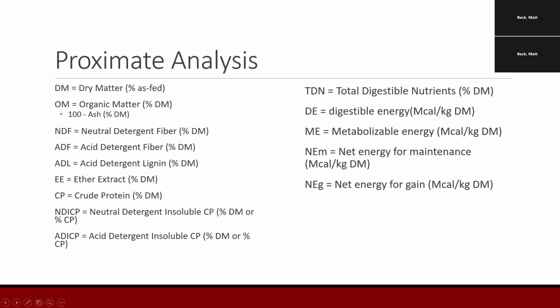Okay. All right, proximate analysis. This is something you guys went over in feeds and feeding. These are abbreviations I'll use in this lecture. Dry matter is a percent of as fed. Organic matter is a percent of dry matter, so it's 100 minus ash content. Ash content represents minerals. Neutral detergent fiber, NDF, and acid detergent fiber, ADF. We'll talk about lignin some, but we can measure that using acid detergent lignin. Ether extract is our estimate of fat.